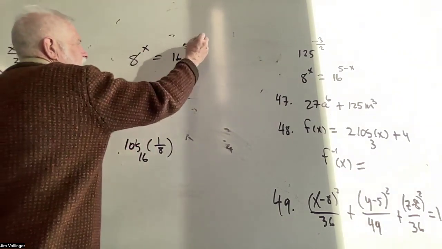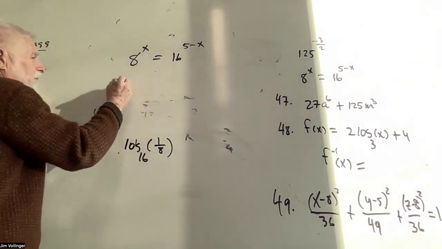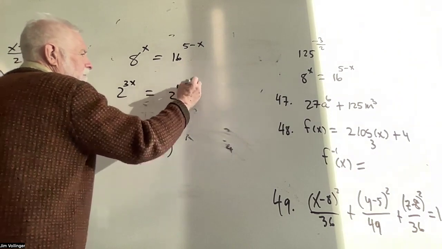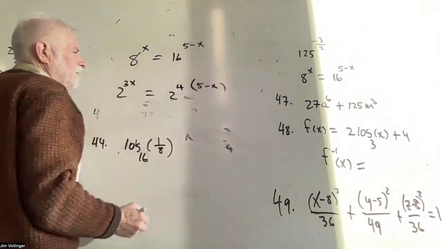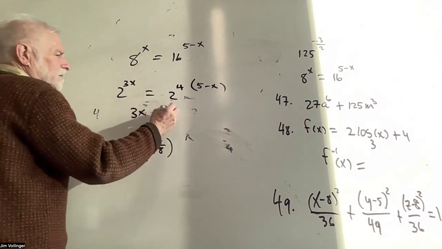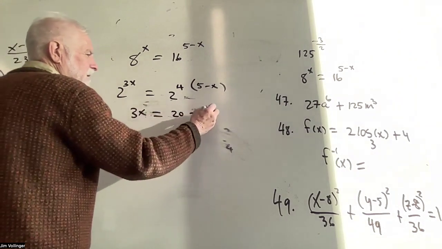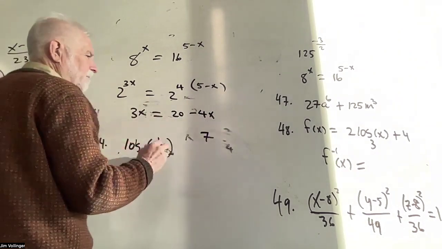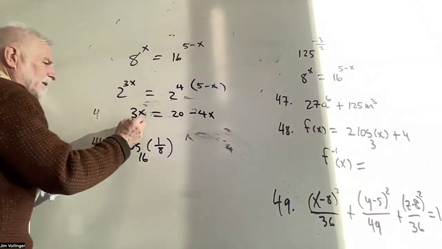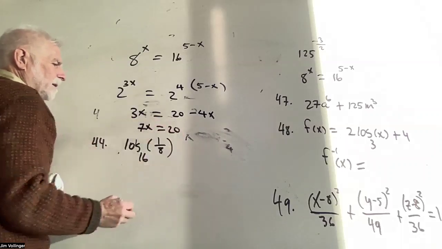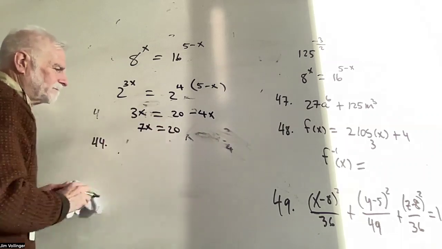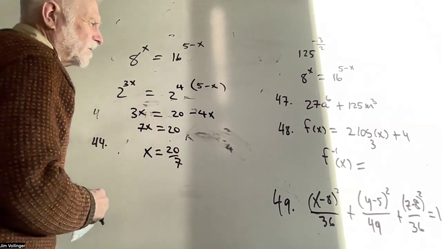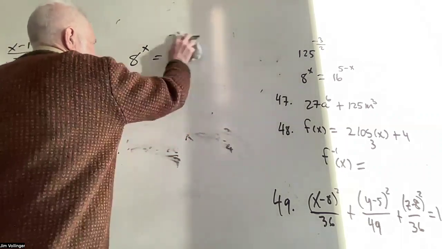16 to the 5 minus x. You really needed to convert that. And you needed to convert this. Same base. 3x equals 20 minus 4x. I'm going to bring the -4x to this side, make it 7x equals 20, and therefore x equals 20/7. Almost done here. So 27, 8 to the 6.